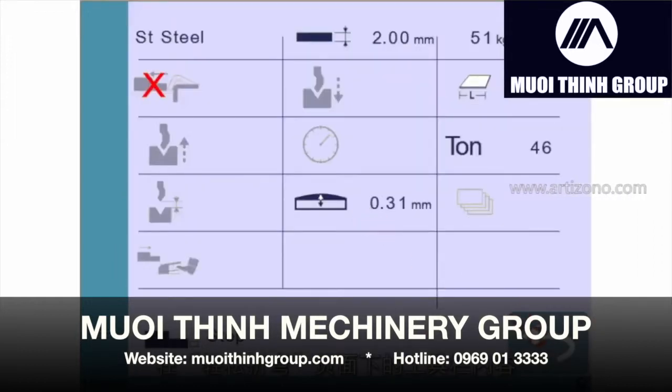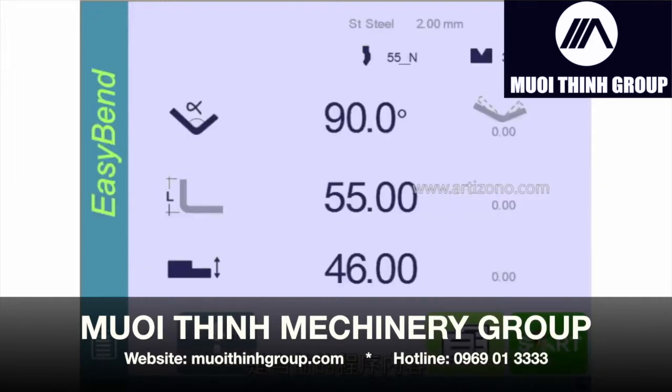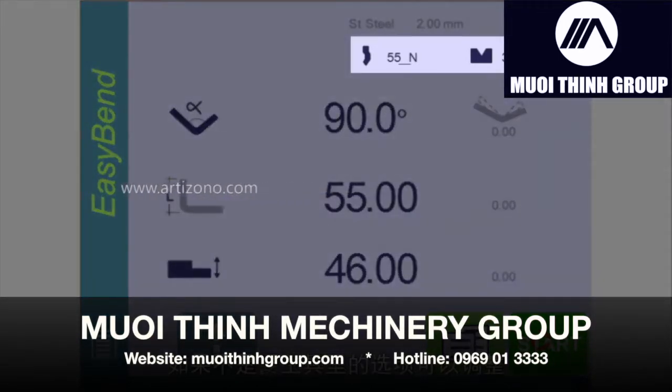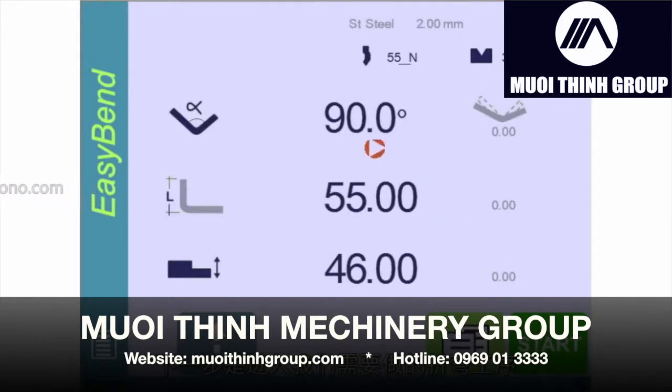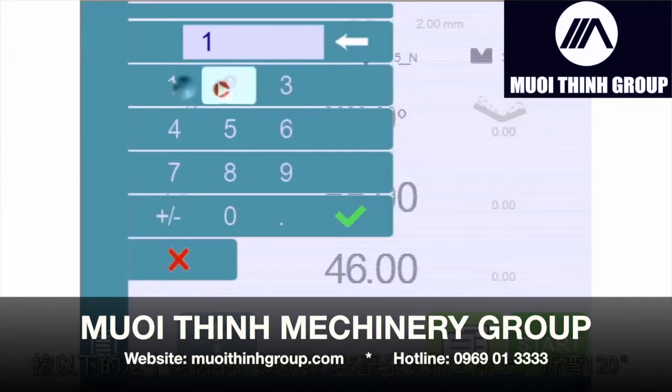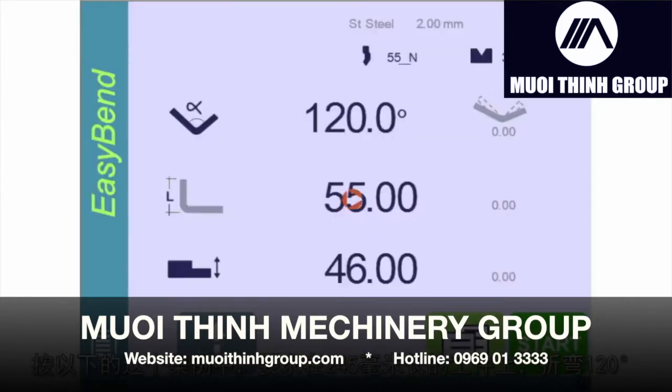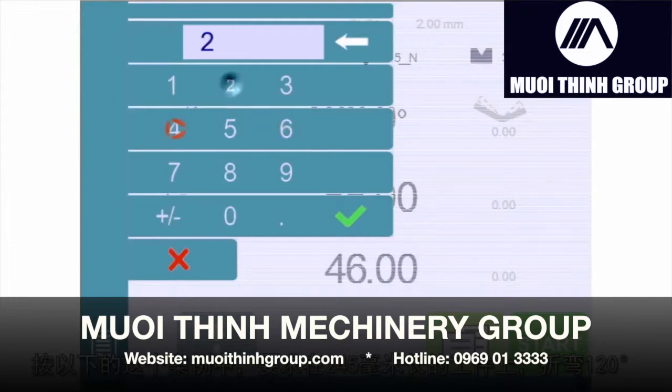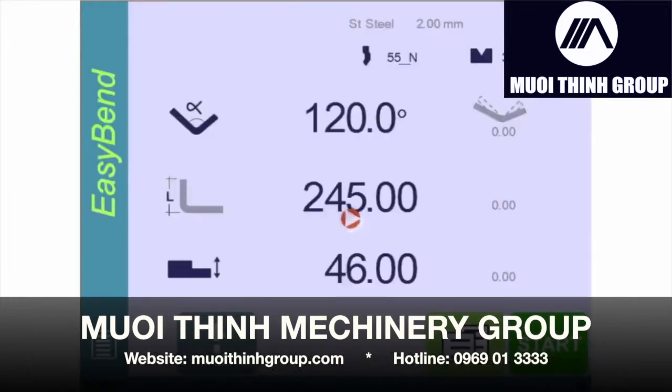The tools selected on the Easy Bend page are those used in the current program. Ideally, the urgent bend can be made with these. If not, the tools can of course be selected here. The next step is to enter the bend we need to make. In our case, a 120-degree bend on a 245mm long flange. Pressing the Start button will then send the back gauge into position.